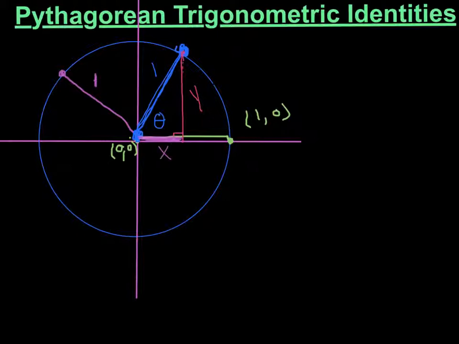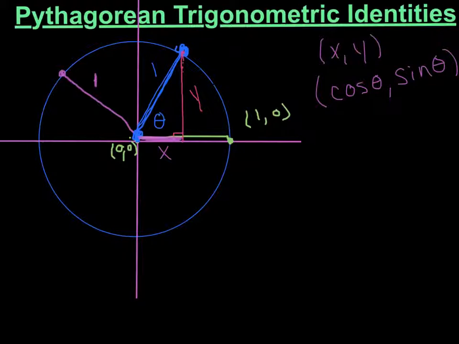If you remember us talking about x and y values on the unit circle, x and y go with cosine of theta and sine of theta. So really, this x value is the cosine value of whatever that angle is, and my y value is equal to the sine value of whatever my angle is.